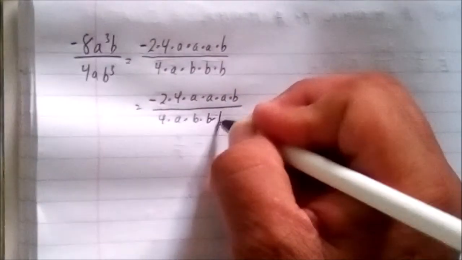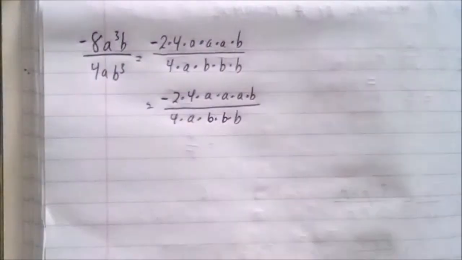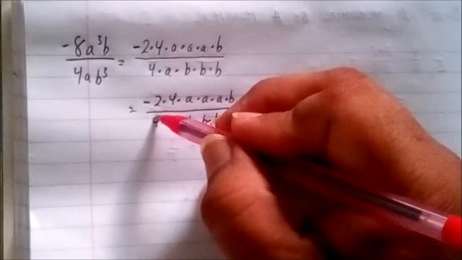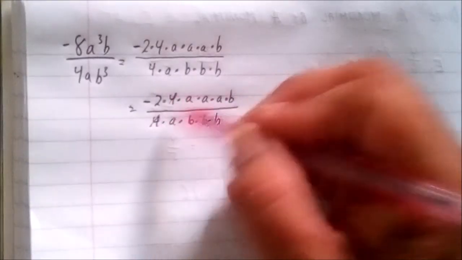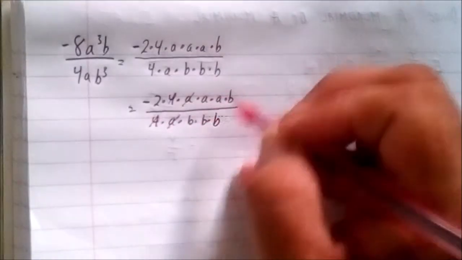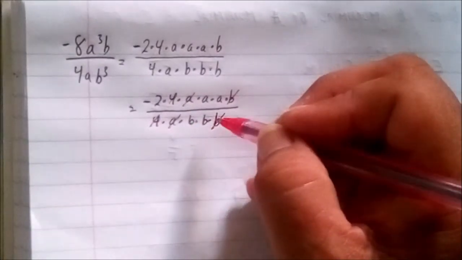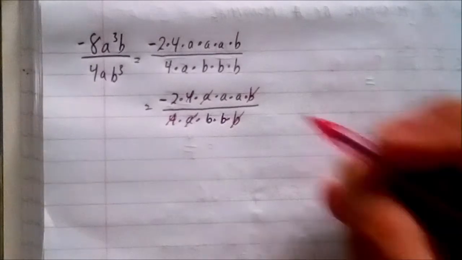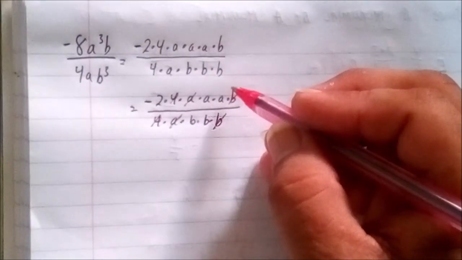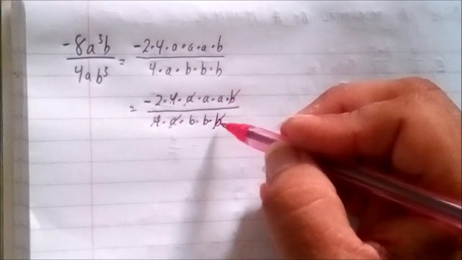All right, so we're going to cancel right now. So now let's look at what we could cancel. Well, this 4 could cancel with this 4 because they're both divisible. A could cancel with this A. This B could cancel with this B. It doesn't make any difference. You could cancel with one of the bottom B's. So now you have B here and a B here.